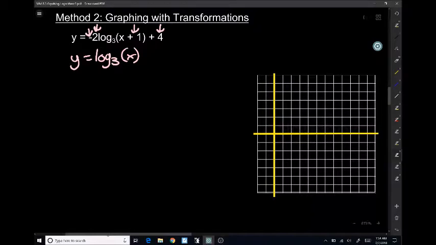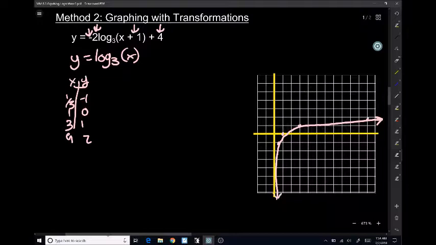So the original parent function would graph like this. I would plug in the numbers 1, 3, and 9, and a third, and get negative 1, 0, 1, 2. So it's a third, negative 1, 1, 0, 3, 1, and 9, 2. Graph does this. Now what I'm going to do is translate and dilate and reflect and move around this graph.